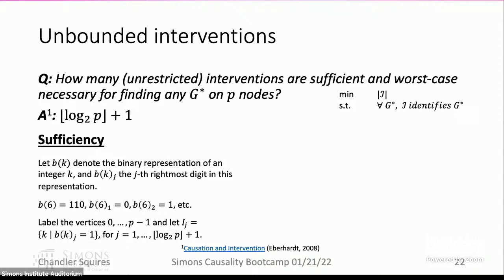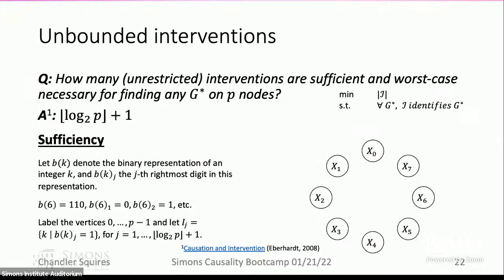So the idea is to label the vertices from 0 to p minus 1. So I'll start at 0. And then I'll let my intervention be composed of all of the variables that have a 1 in it. So I'll pick floor of log p plus 1 interventions, and I'll let every single intervention be defined by just looking at the different nodes and seeing which ones are 0 or 1. And if it's a 1, I'll include it. So as an example, this is on 8 nodes, and I've started from 0, like I said you should.